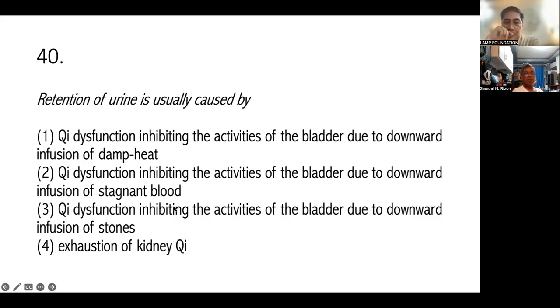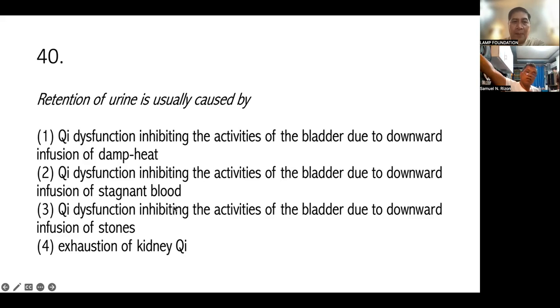Number 40. Retention of urine is usually caused by qi dysfunction inhibiting the activities of the bladder due to downward infusion of damp heat. Number 2, due to downward infusion of stagnant blood. 3, due to downward infusion of stones. Yung number 1, 2, 3 po, Doc, kasama po pala yung kidney chi, exhaustion of kidney chi. Parang all of the above. Summarize mo na yung topic natin, no? Andiyan na lahat. More on kidney dysfunction po, at possible blood, causes of retention of urine.